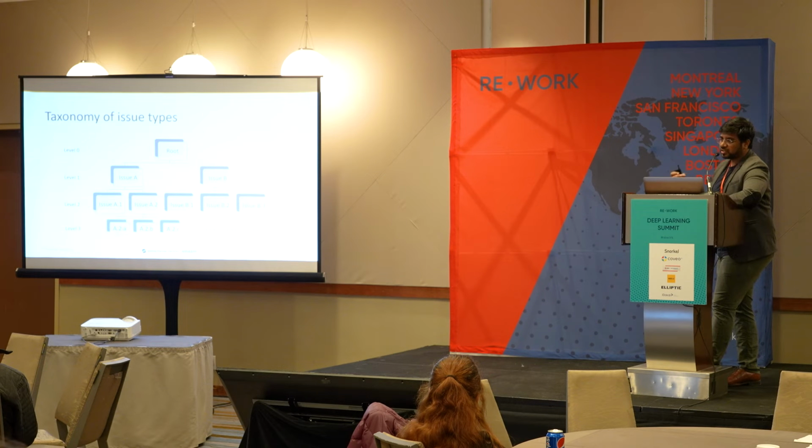And one level down for the granularities, and one level down for more granularities. And you can keep going on until, at the leaf node, you have the most granular issue a seller on Amazon Marketplace can face.